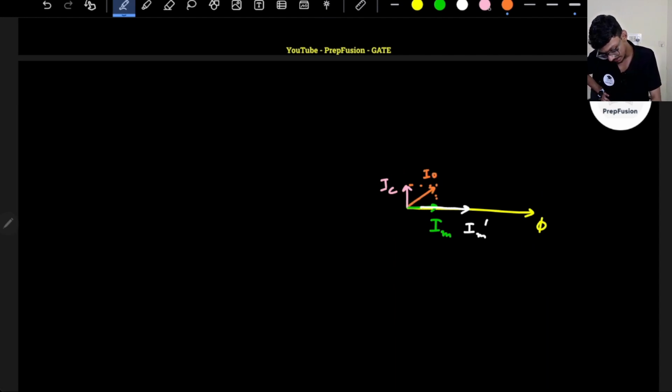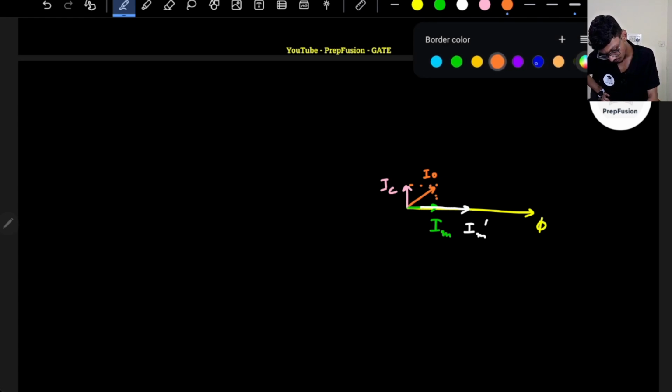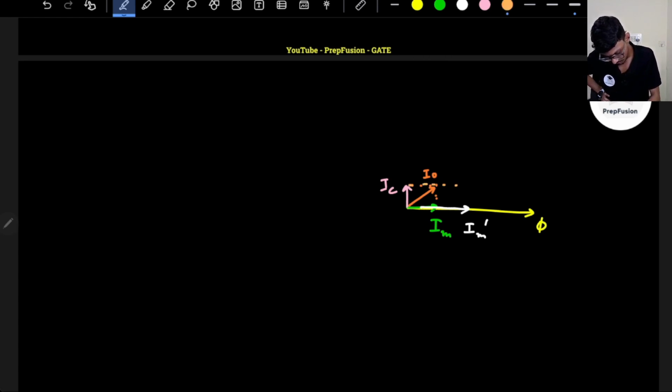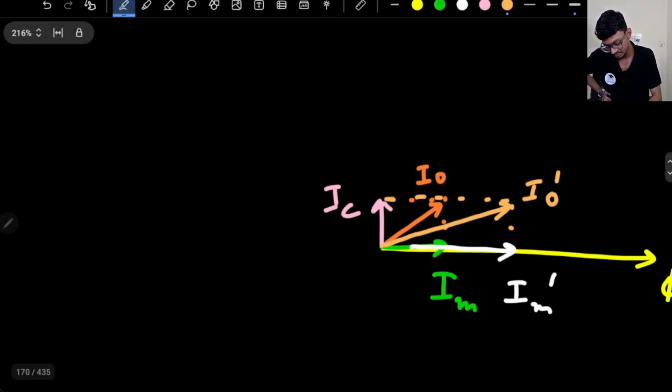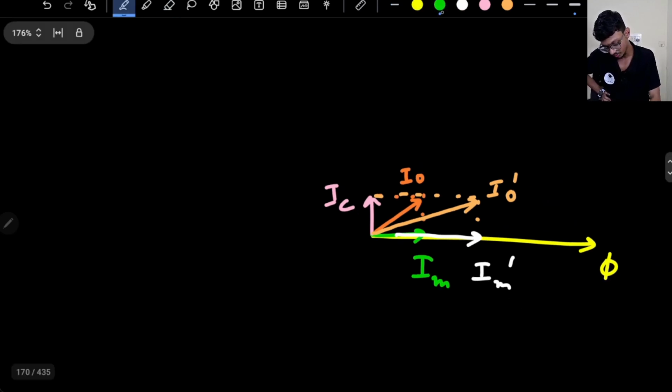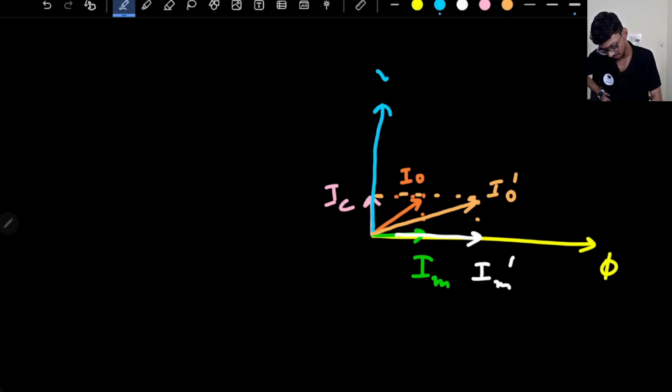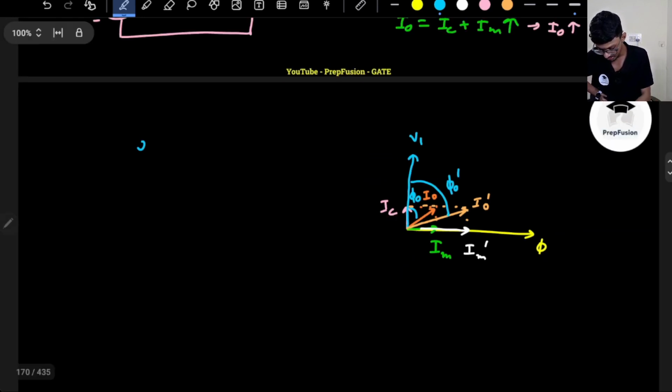Next time, my IO is here, that is IO dash. So what is happening? What is the phi naught angle? Phi naught angle is with respect to IC, right? If you remember, the no load power factor angle was always with respect to IC, because V1 also was in the same direction. So this was the initial phi O, and phi O dash is here. So of course phi O dash increases.